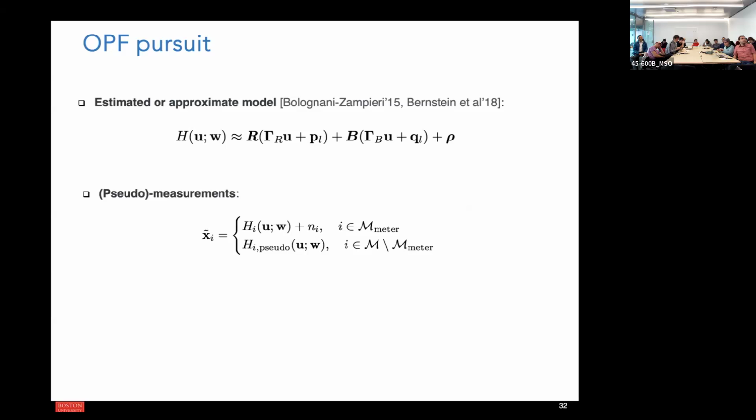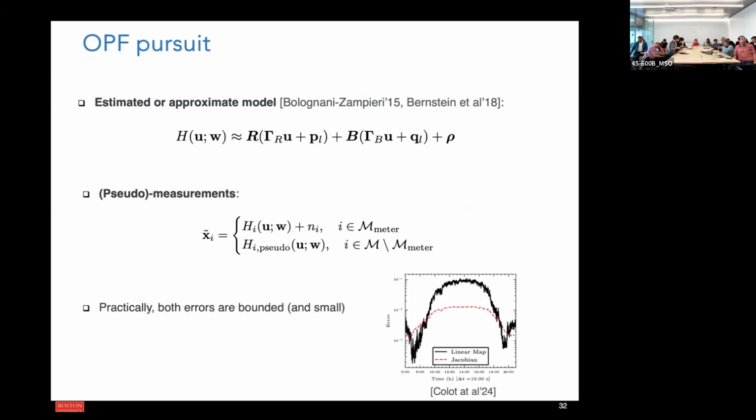And then based also on Marisa's feedback, we can also leverage pseudo measurements if we are not able to have access directly to measurements of voltages. However, practically, all these errors that we introduce in the computation of the Jacobian and in building the pseudo measurements are bounded. And here is just a plot to show you that for some standardized systems, for a particular European system, the error in the Jacobian is actually bounded and very small.